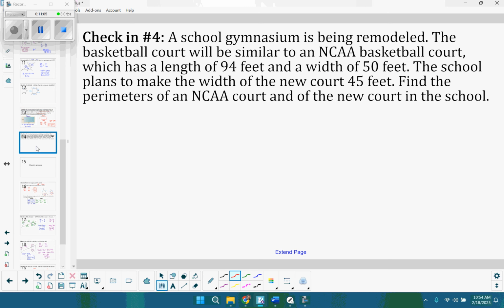So there's one last check-in for you to do. You can pause here if you'd like, but this is the end of the lesson. Answer is posted on Google Classroom. That is section 8.1.